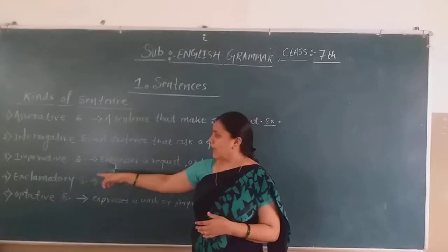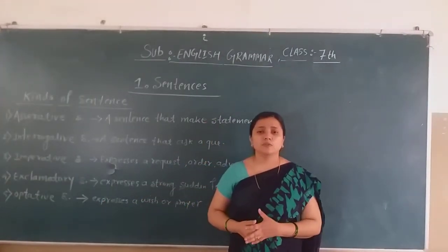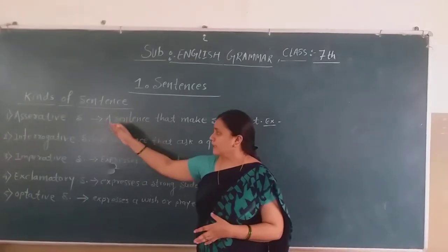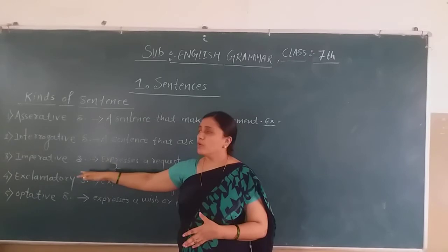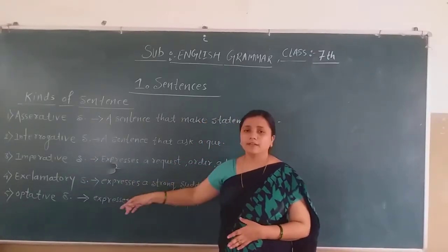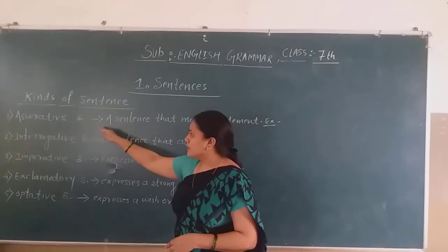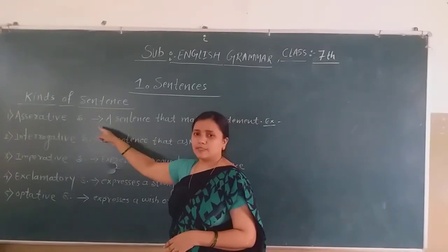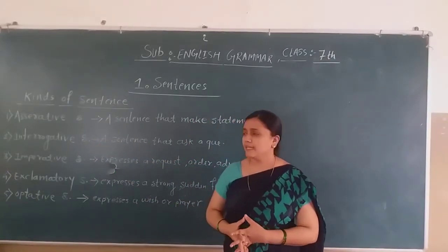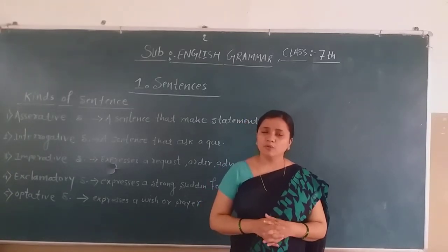So how many kinds of sentence are there? There are 5 kinds of sentence. Only the first 4 kinds of sentence we have seen in previous classes, and one more is going to be added here. The first kind of sentence is assertive sentence, second interrogative sentence, third imperative sentence, fourth exclamatory sentence, and the fifth one optative sentence.